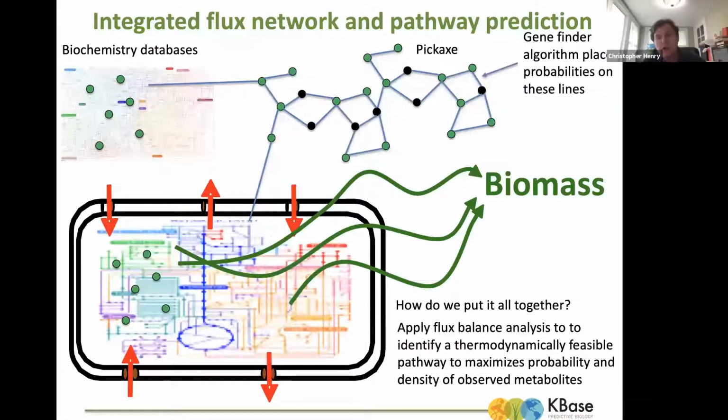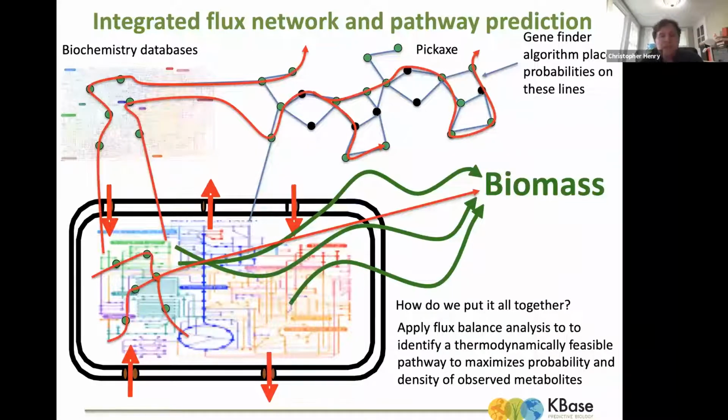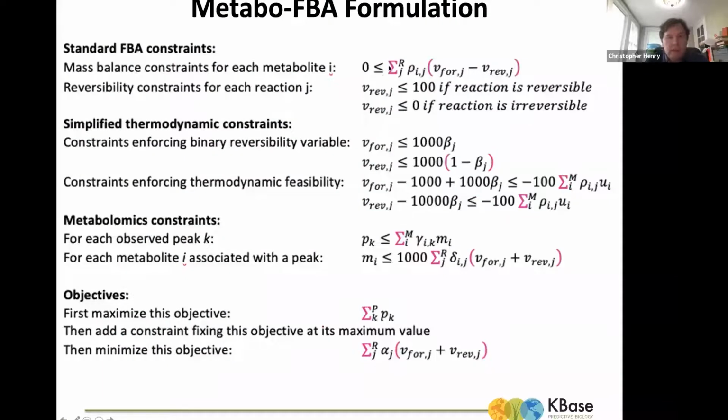And then we've got a method called MetaboFBA that predicts a single set of pathways that explains everything. The formulation looks like this. We have our standard FBA constraints that Jeremy and Jonica already talked about. We can add simplified thermodynamic constraints, and that's to avoid having loops in our solution. We want pathways from food to products. That's what we want. We don't want loops. And then we have constraints that activate metabolites.